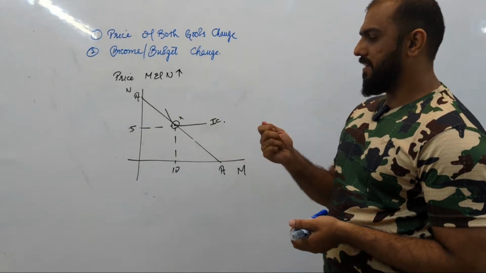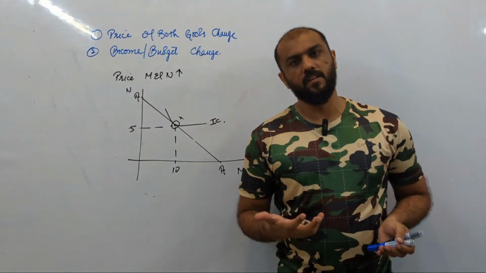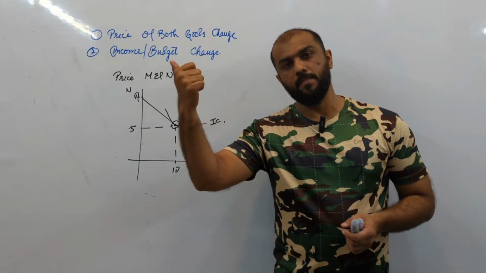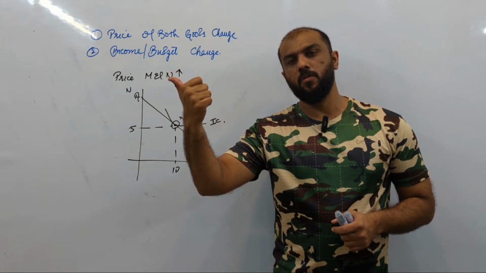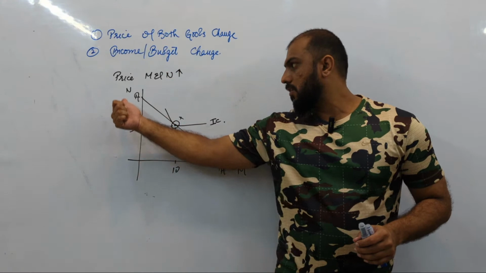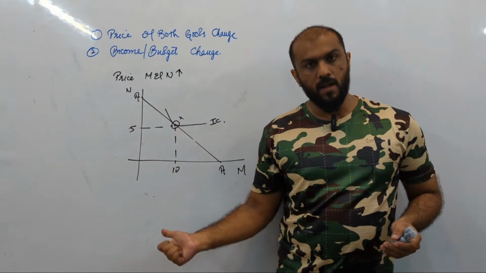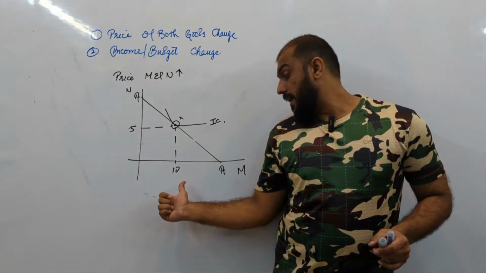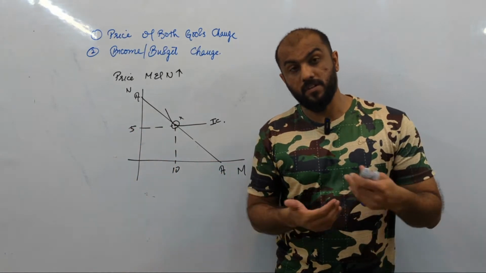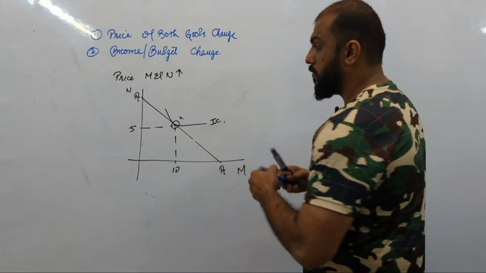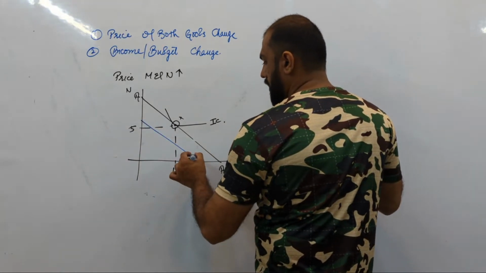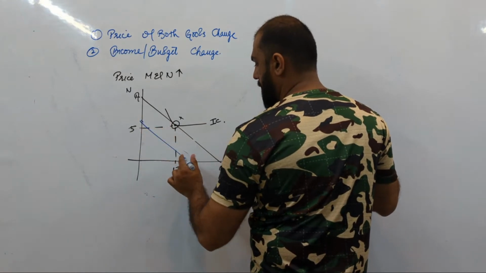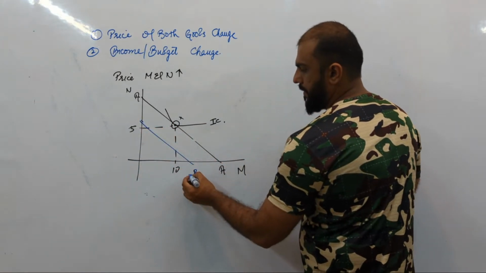Now the prices have increased. When the prices have increased, my purchasing power decreases. So if I had a budget of 10, initially I could buy 5 units of N and 10 units of M. But now the prices are high. I'm not able to buy 5 units of N and 10 units of M. My purchasing power has decreased. So what would happen? My budget line would simply shift inwards, a parallel shift to BB.